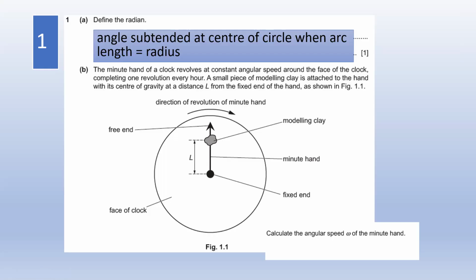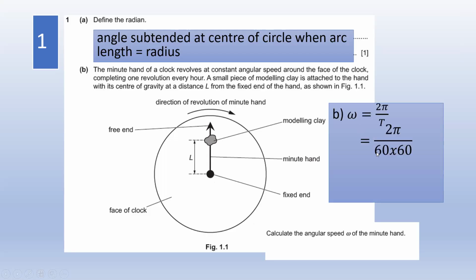Calculate the angular speed of the minute hand. The minute hand will take one hour to go one round. So it's 2 pi over T, where T is 60 times 60. 1 hour is 60 times 60, or 3,600 seconds. So that is 0.0017 radian per second.